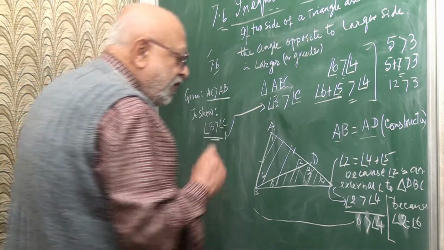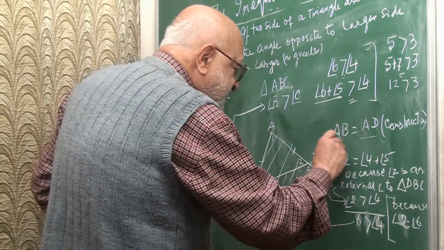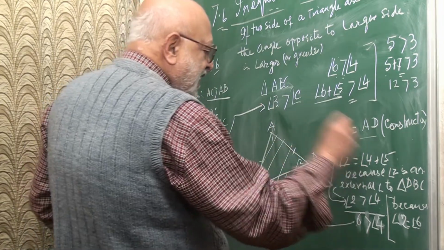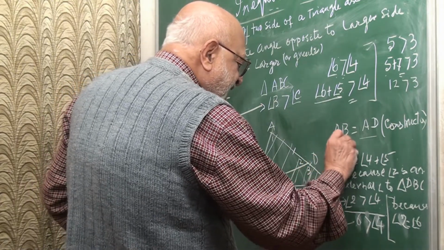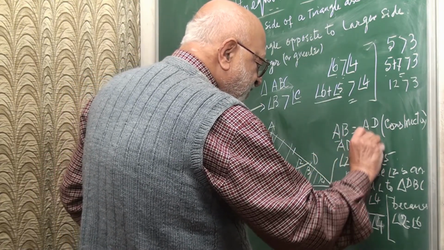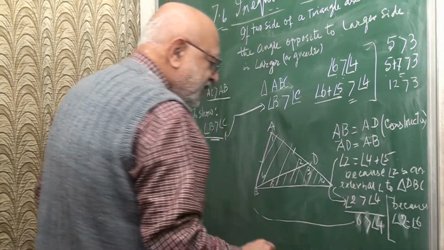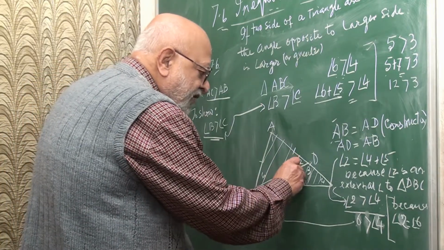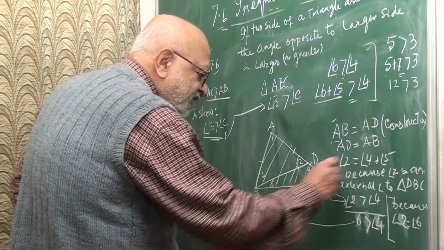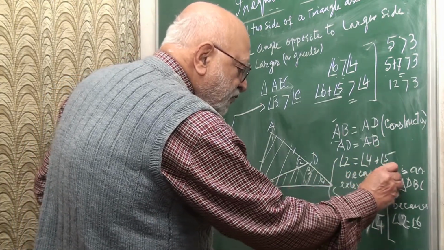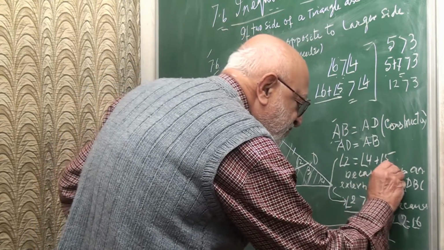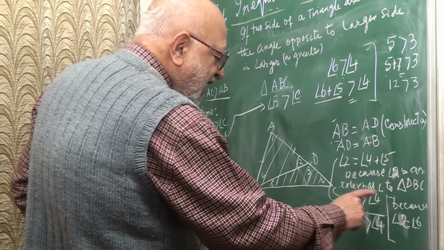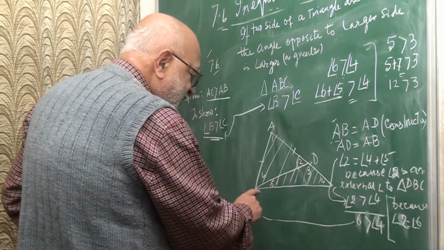What did we do? We did a construction in which we made AD equal to AB. Okay, we should have started with that because we constructed AD. Then we went to the exterior angle: angle 2 is equal to angle 4 plus angle 5, because angle 2, write down in a better fashion, angle 2 is an exterior angle to triangle DBC.